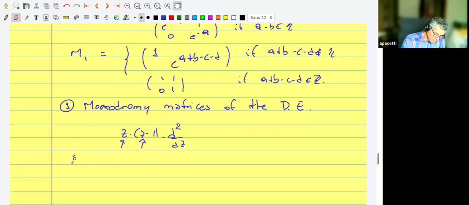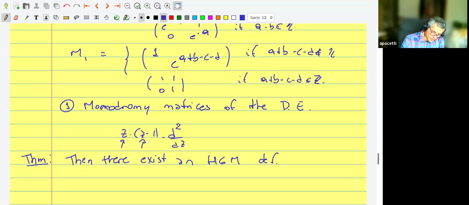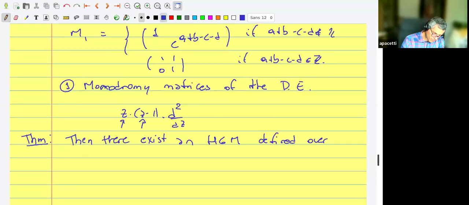Okay, then there exists some theorem. There exists a motive, a hypergeometric motive, defined over Q(Z) and H, satisfying... I'm going to define H in a second.